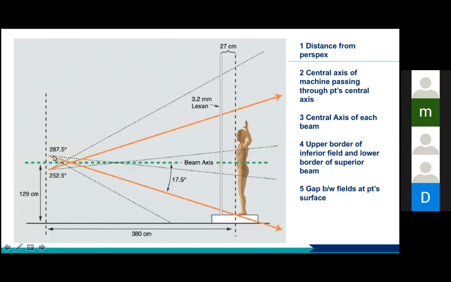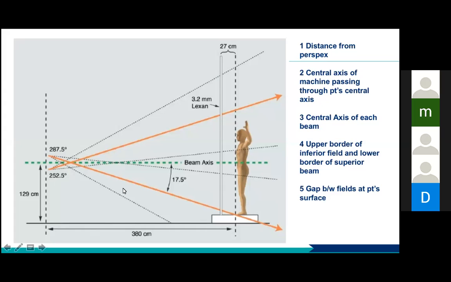Now let's look at the two beams. This is the inferior beam, 287.5 degrees. This is the anterior border of the inferior beam. This is the central axis, and this is the posterior border. The central axis of the superior beam ideally should graze through the feet of the patient, while the central axis of the inferior beam should go above the head of the patient. If you are able to achieve this, then generally you will find that the bremsstrahlung X-ray production leading to bone marrow toxicity is far less.